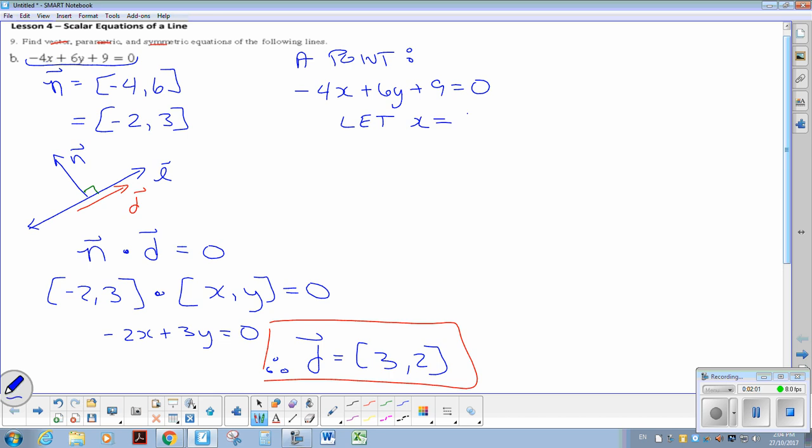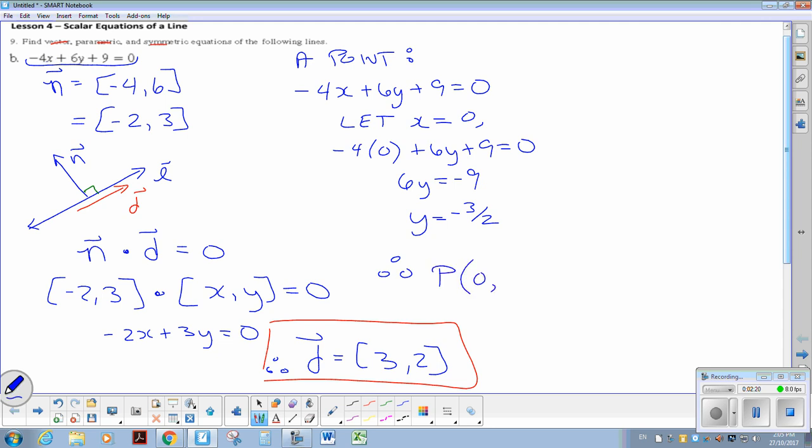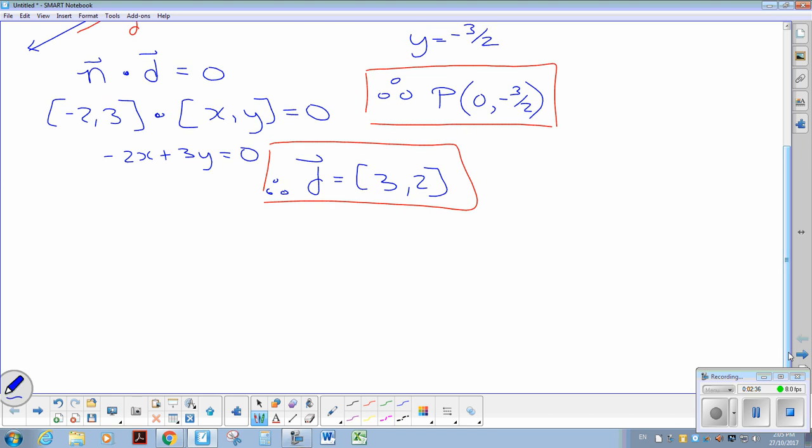x equals 0. Makes my life semi-easy. So negative 4 times 0 plus 6y plus 9 equals 0. So 6y equals negative 9. Y equals negative 3 halves. Therefore my point P is located at 0, negative 3 halves. And you can use any combination as long as you can get that equation equals 0. I don't have to do any math or any manipulations with that point, so I don't really care if there's fractions or not.